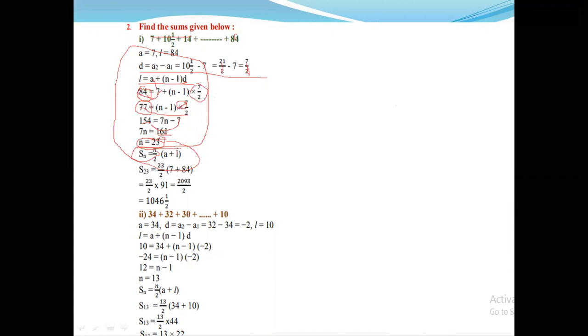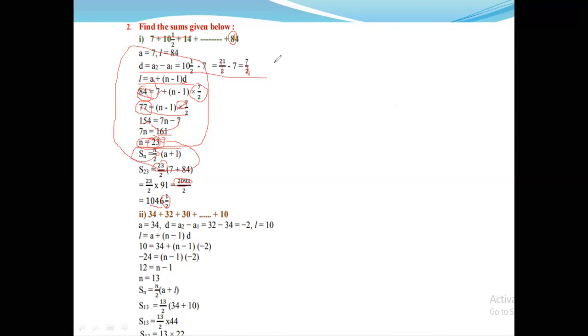How many numbers are there? In the question we got 23 numbers. S23 is equal to n by 2, that is 23 by 2 into a plus l. a means 7, and l, the last term, is 84. Solving this, 23 by 2 into 84 plus 7, which is 91. 91 into 23 is 2093 divided by 2. If we divide 2093 by 2, 1046.5 will come. Here we have written it as 1 by 2; in another form, we can write it as 0.5 also.